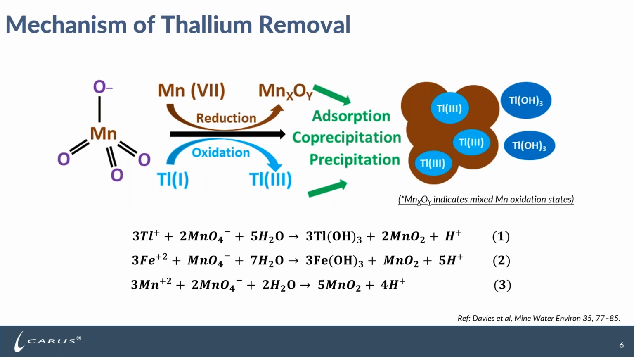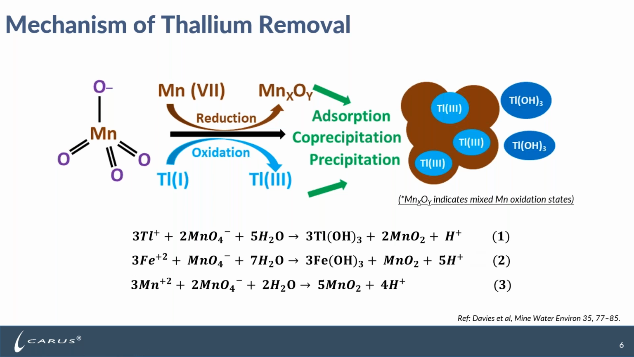So with thallium removal being one of the key process treatment goals, this slide provides a bit of an overview of the removal mechanisms taking place. I won't go into too much detail, but what we know is that permanganate oxidizes dissolved thallium as well as other major metals components like iron and manganese. The key reactions are listed in equations 1 to 3 here.